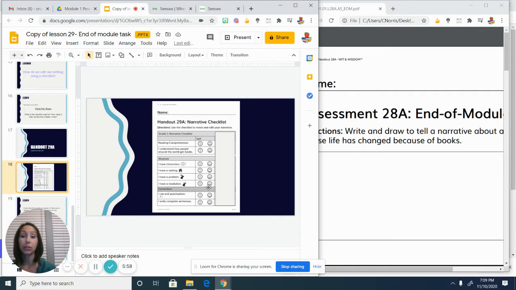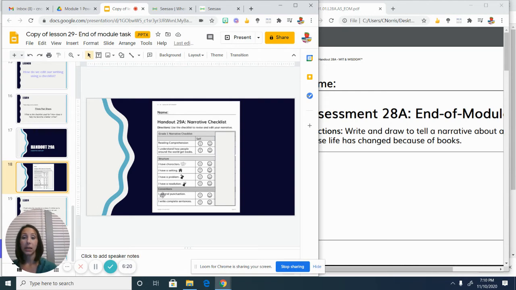And then I have a resolution. Do you have a sentence writing about how the character has gotten books from the country that you chose as your setting? Again, you would color in the smiley face if you see the setting, or the straight face if you do not. Okay, so that's really looking at the actual writing.